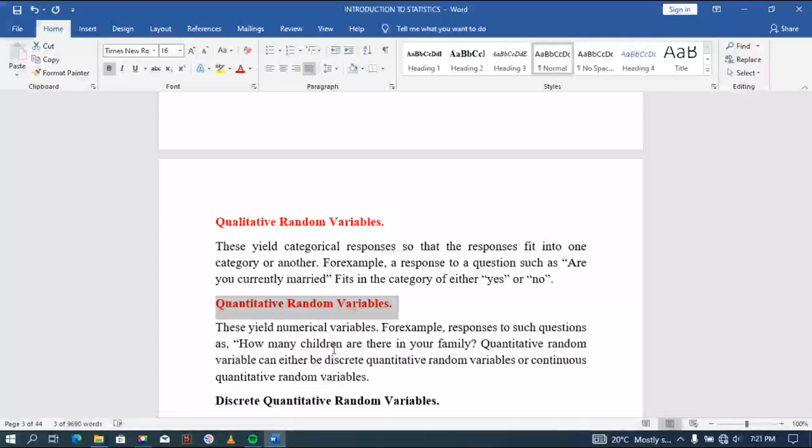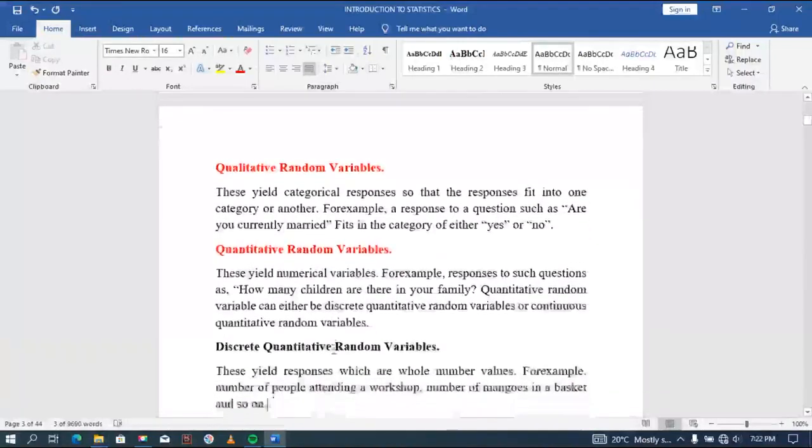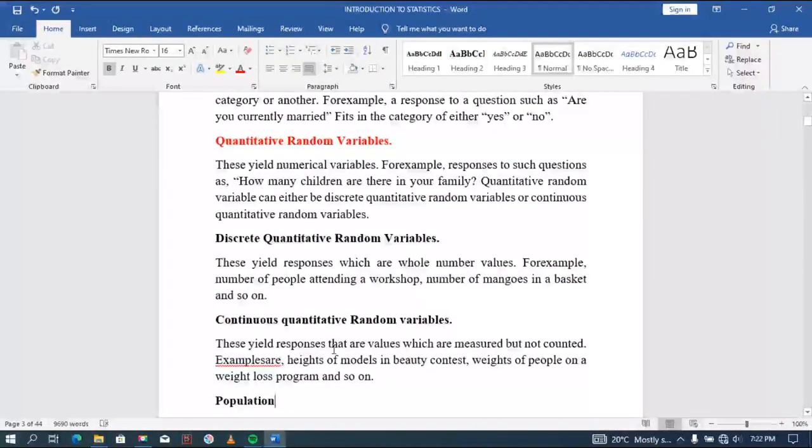Quantitative random variables can either be discrete random variables or continuous random variables. So meaning they can either be whole numbers, or they can be a finite number or an infinite number. Then we do have discrete quantitative random variables. Of course, these yield responses which are whole numbers or which are finite. For example, a number of people attending a workshop, or number of mangoes in the basket.